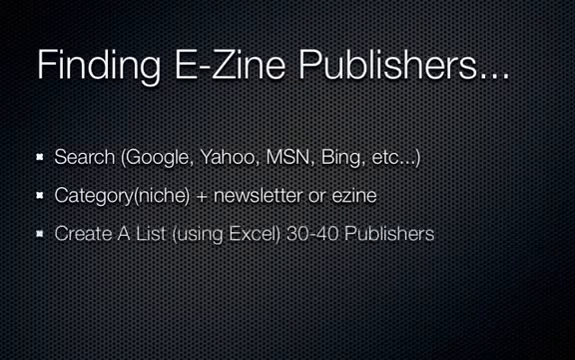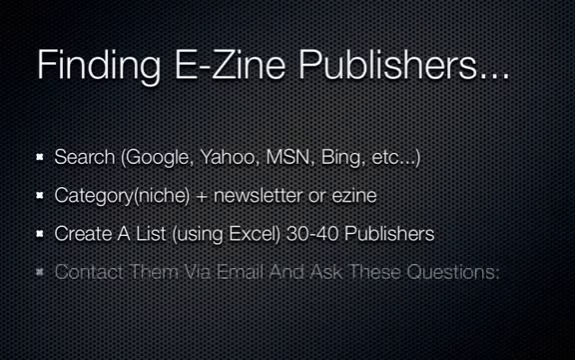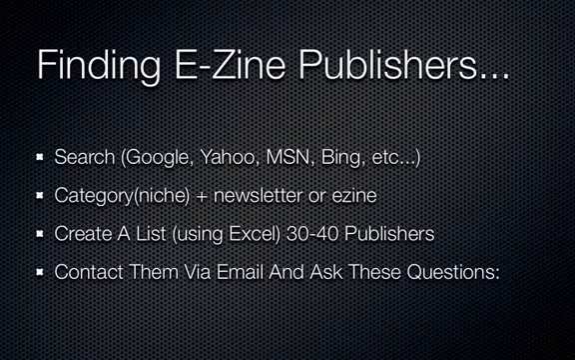And then what we're going to do is create a list, and I recommend using Excel software, of about 30 to 40 publishers. Okay, we're going to create that list, and we want to contact each of these 30 to 40 publishers via email and ask them some questions. This is kind of like the research part. Yes, guys, it can take a little time. It can take a lot of time actually to find some very good publishers.